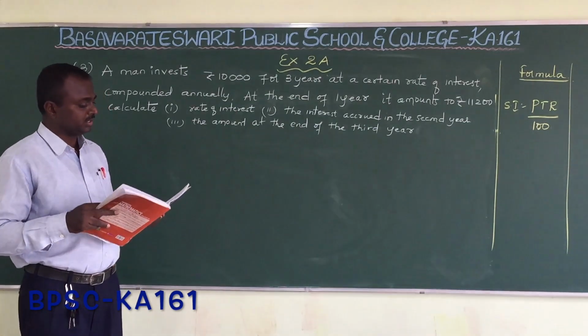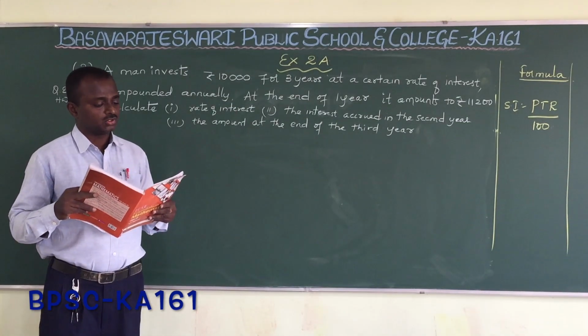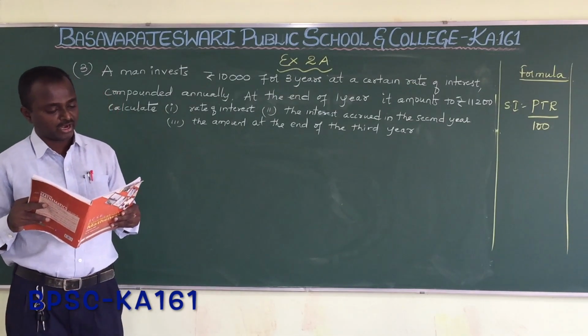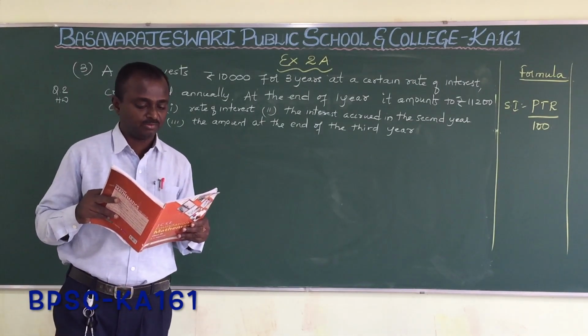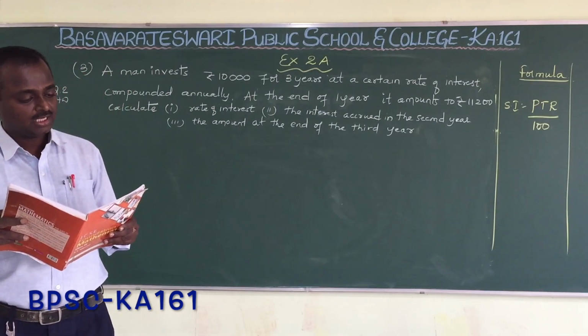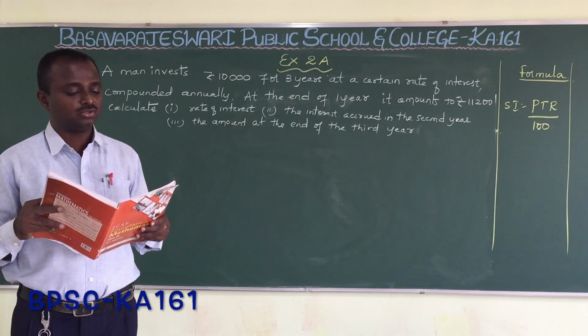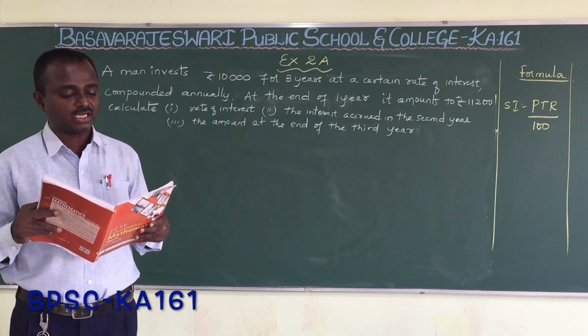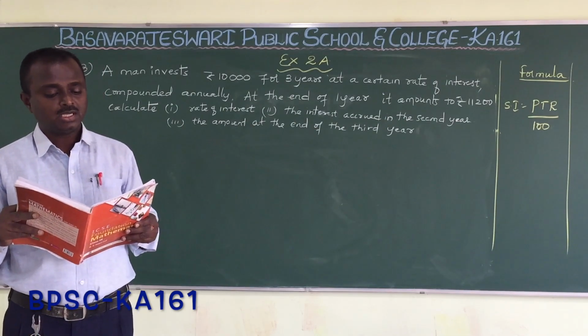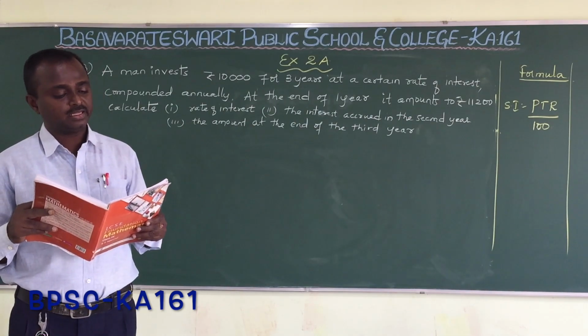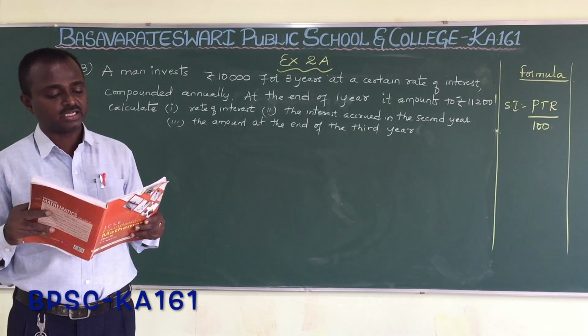Question number 2, it says Rohit borrows rupees 62,500 from Arun for 2 years at 10% per annum, simple interest. He immediately lends out this sum to Kunal at 10% per annum for the same period, compounded annually. Calculate Rohit's profit in the transaction at the end of 2 years.